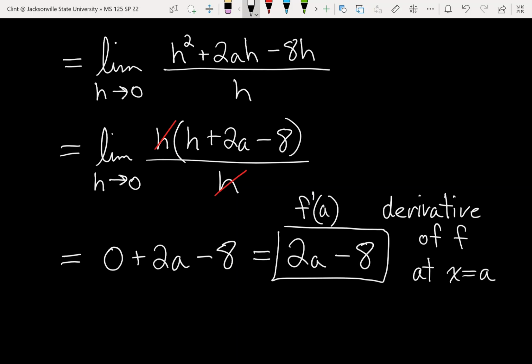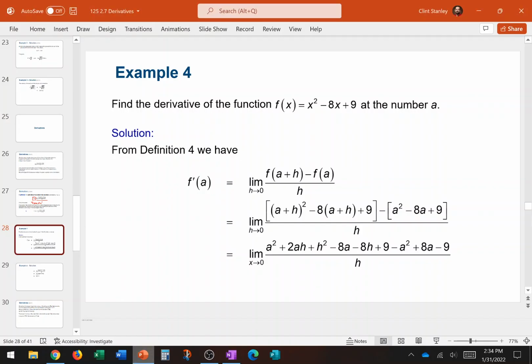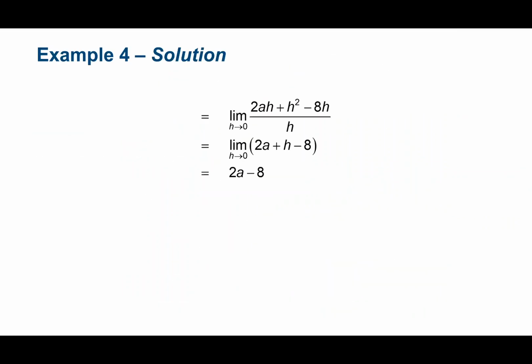Okay. This is messy. We get it. Okay. So that's where we ended up, right? 2a minus 8.